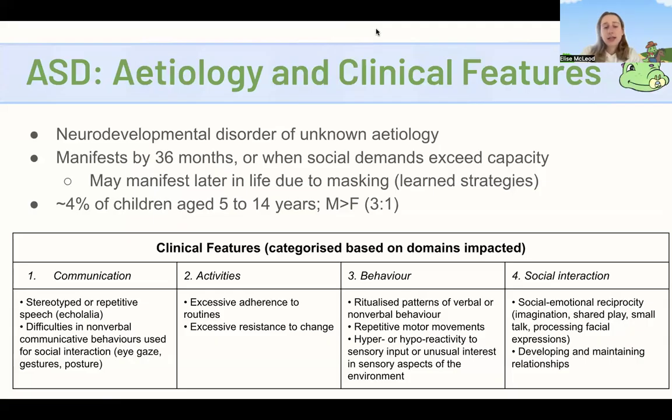In terms of activities, these children usually have adherence to routines, don't like a whole lot of change in their routines, and can become quite upset if there is change. In terms of their behavior, again, there's quite ritualized patterns, so repeated phrases or actions. And they might be either overly sensitive or undersensitive to different sensory input. So, for example, loud noise they might not like, or potentially they have a very high pain threshold, so they might not respond to pain as much as people without ASD.